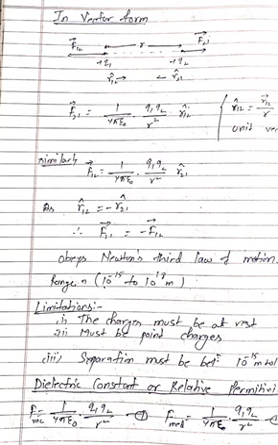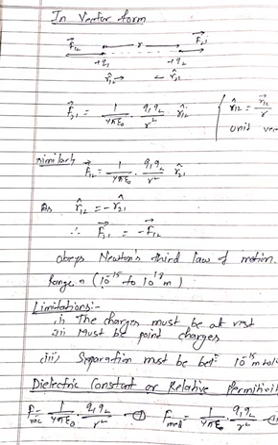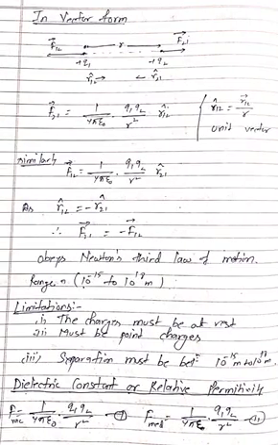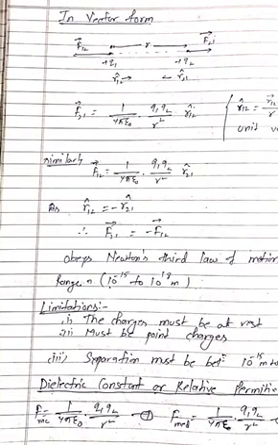But Coulomb's law holds in a good range, that is, the distance between the two charges must be at least 10 to the power minus 15 meter to a maximum of 10 to the power 18 meter. There are some limitations of Coulomb's law also. The first one is that the charge must be at rest. It will not work for charges in motion. It must be point charges. The separation must be between 10 to the power minus 15 and 10 to the power 18 meter. Outside this range, Coulomb's law will not be valid.